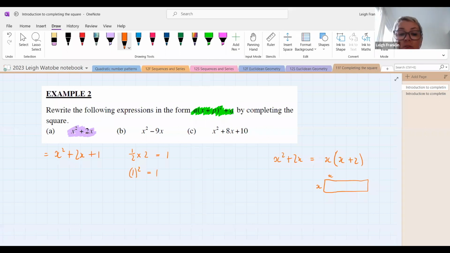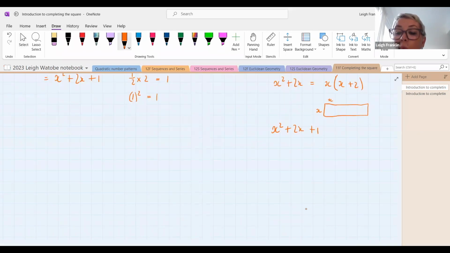But if I have x squared plus 2x plus 1, it's a perfect square because on one side of my square, I have x plus 1. On the other side of my square, I have x plus 1. Okay, and now it's a square. Does that make sense to you? That's what I'm doing.